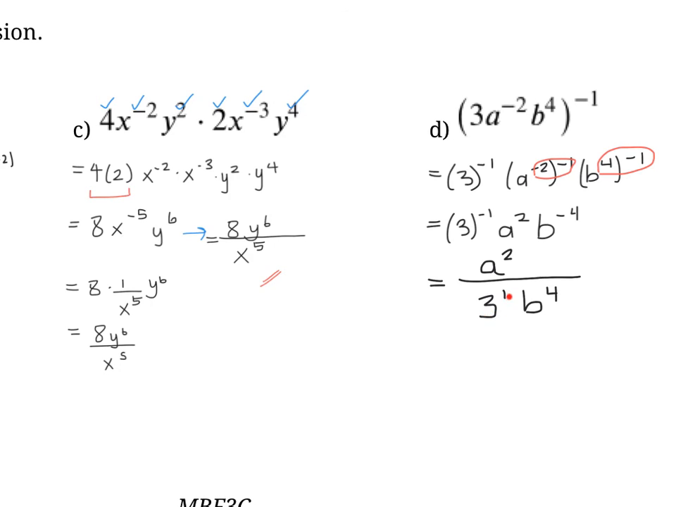We know how to rewrite 3 to the power of 1. 3 to the power of 1 is just 3 one time, so we can just rewrite this as a squared on the top, all over 3b to the power of 4, and we are done.